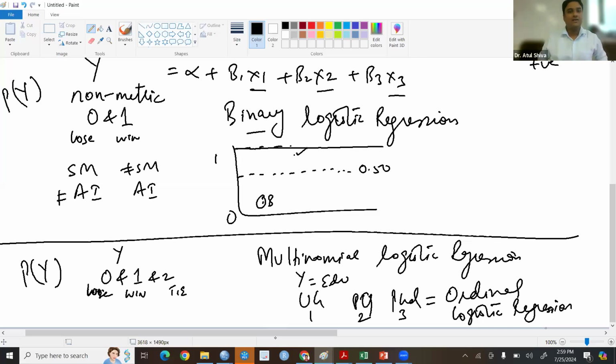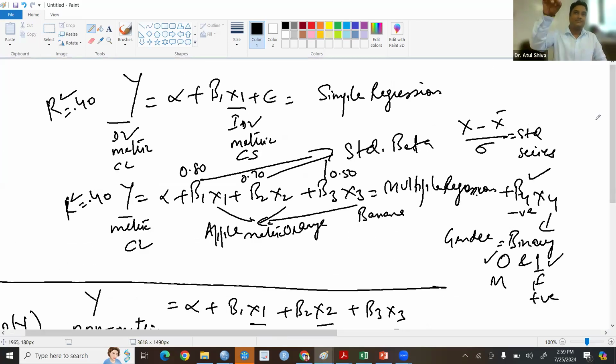I'm repeating it again. If your DV is one and it is metric, then simple regression: DV metric, IDV metric. Number two, if you have one DV and it is metric and the independent variables are also metric, but they are more in number, multiple regression.